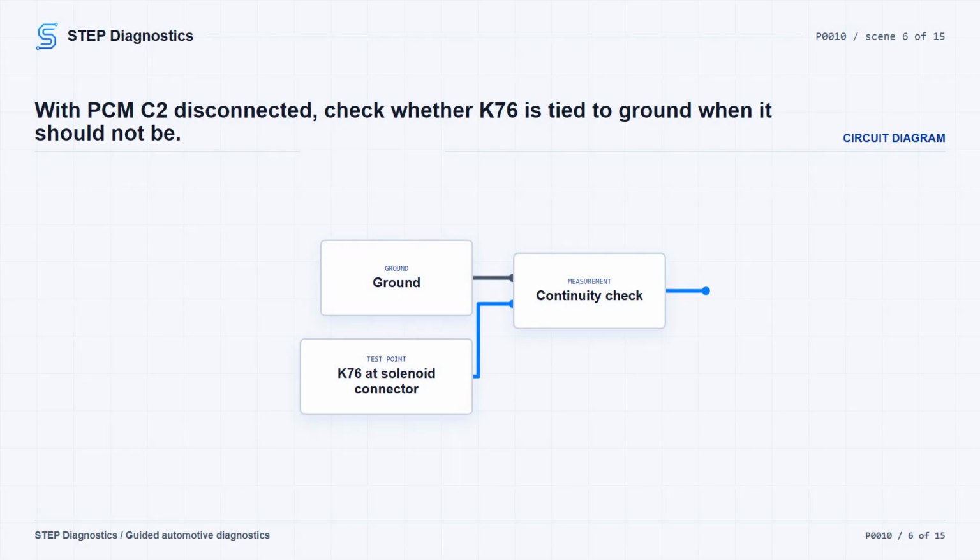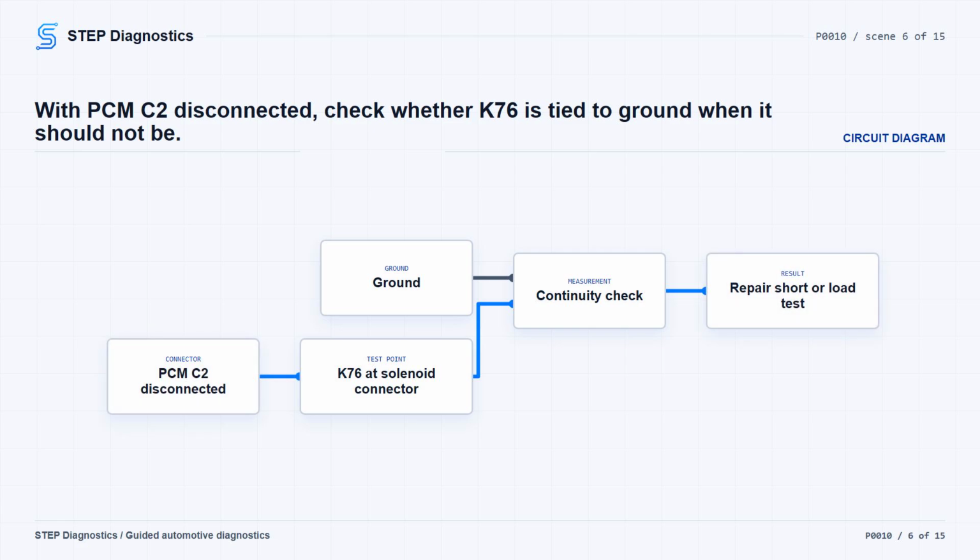Now check the same K76 control circuit for a short to ground. Turn the ignition off, disconnect the PCM-C2 connector, and check continuity between ground and the K76 control circuit at the VVT intake solenoid 1/1 harness connector. If there is continuity to ground, repair the control circuit for a short to ground and verify the repair. If there is no continuity, continue with load testing.